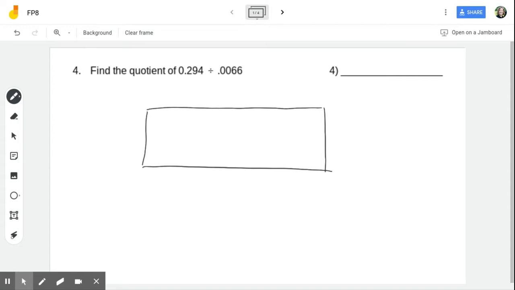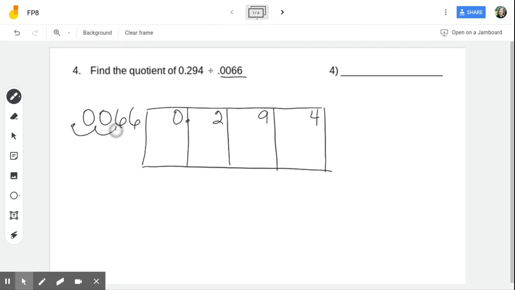1, 2, 3, 4. 1, 2, 3, 4. And my divisor is 0.0066. 0.294 is my dividend. First thing I need to do is make my divisor into a whole number. And I do that by multiplying by powers of 10. So I've taken 66, tenths, hundredths, thousandths, 10,000ths. And then I've put the decimal point here to make it a whole number, 66.